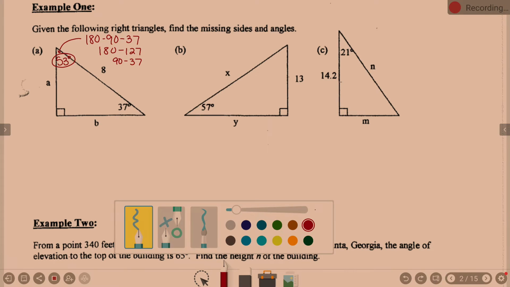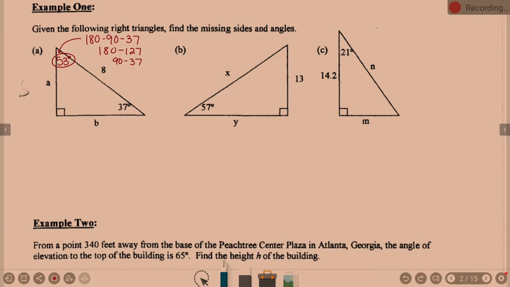I'm ready for suggestions. Use the sine of 37. Okay, how's the sine of 37 going to help me here? To find A. How are we going to do that? 8 times the sine of 37 equals A. Okay, so she's on the right track here. Have you guys done this in physics maybe? Yes. Okay.